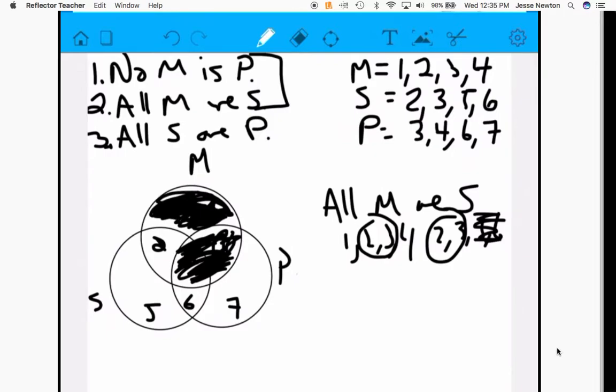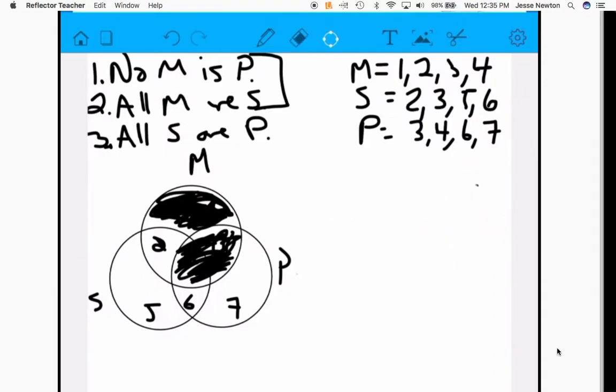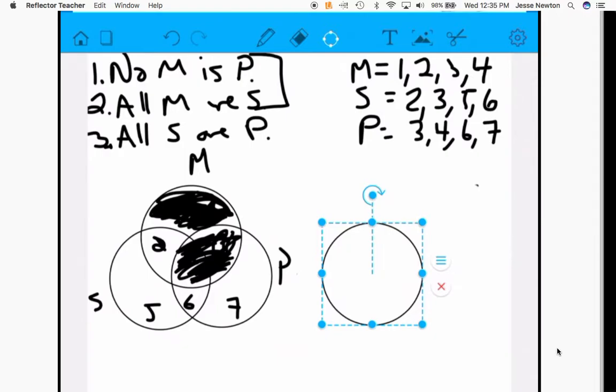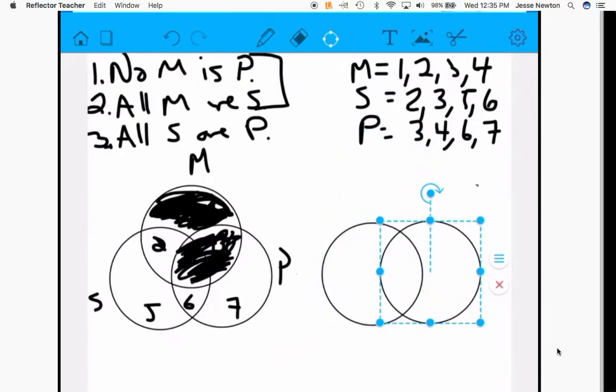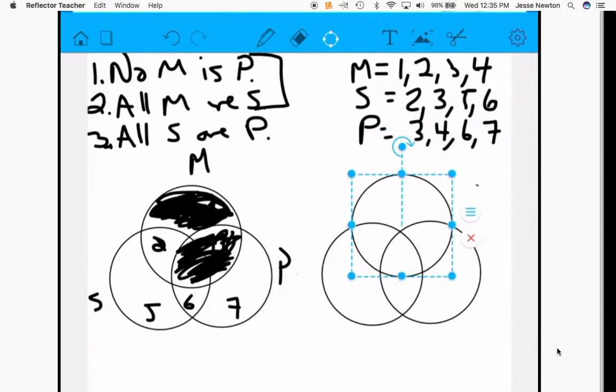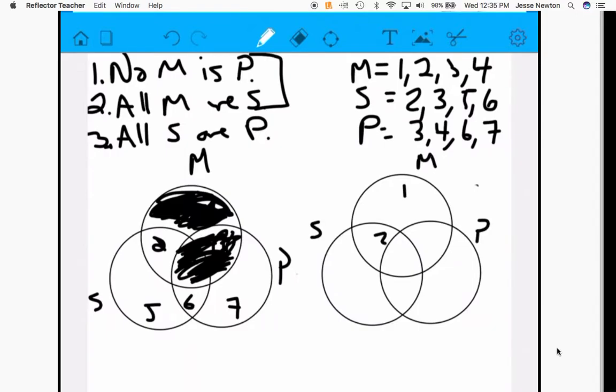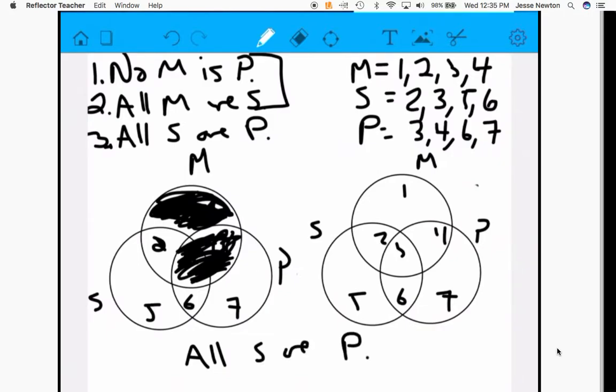All right, now that we've done that, we have to do a Venn diagram of the conclusion. And so let's do that. We draw our circles just as before. We're going to do S, P, and M, with regions 1, 2, 3, 4, 5, 6, 7. And we're going to diagram all S are P. S is 2, 3, 5, and 6. P is 3, 4, 6, and 7.